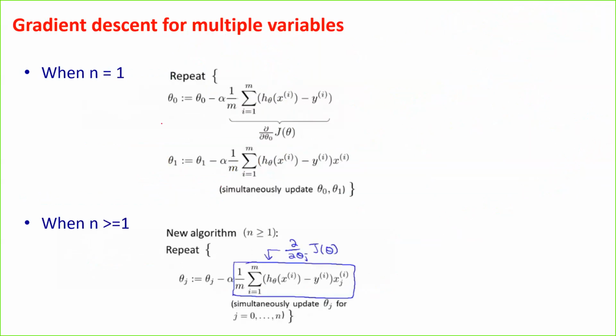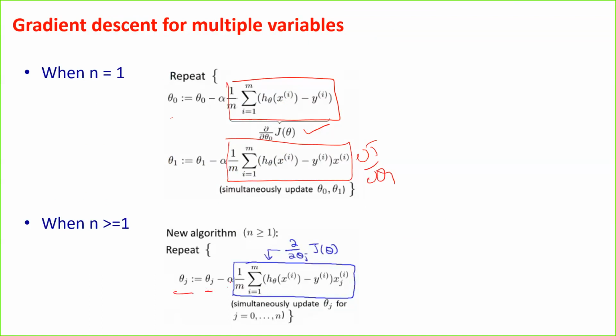So when n equals 1, these are the updation rules. Theta naught equivalent to theta naught minus alpha times derivative of J with respect to theta naught, and theta 1 equivalent to theta 1 minus alpha times derivative of J with respect to theta 1. And when you generalize it, this is theta j equivalent to theta j minus alpha times derivative of J with respect to theta j. So remember this point, simultaneously update for theta j. Fine.